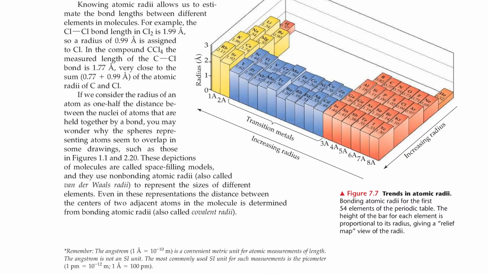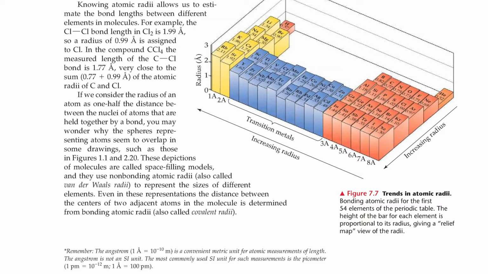Knowing atomic radii allows us to estimate the bond lengths between different elements in molecules. For example, the chlorine-chlorine bond length in the chlorine molecule is 1.99 angstroms, so a radius of 0.99 angstrom is assigned to chlorine. In the compound carbon tetrachloride, the measured length of the carbon-chlorine bond is 1.77 angstroms, very close to the sum of 0.77 plus 0.99 angstrom, the atomic radii of carbon and chlorine.